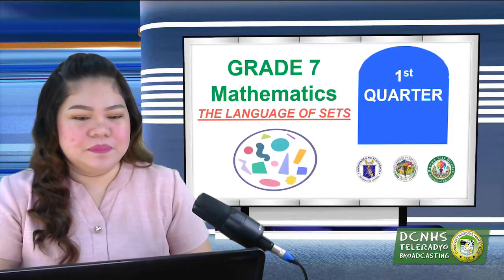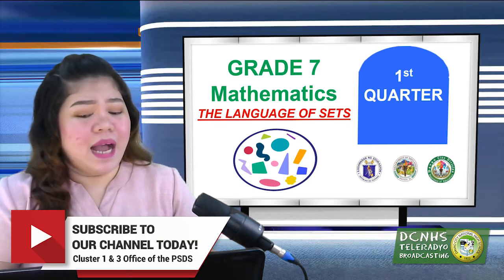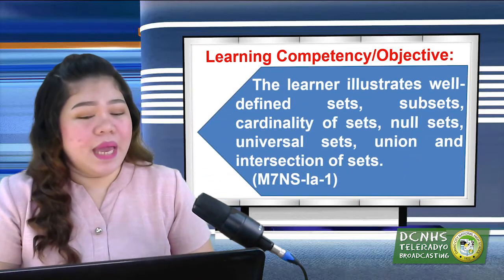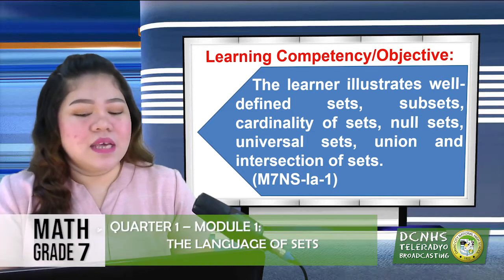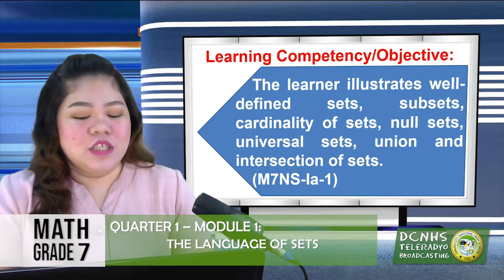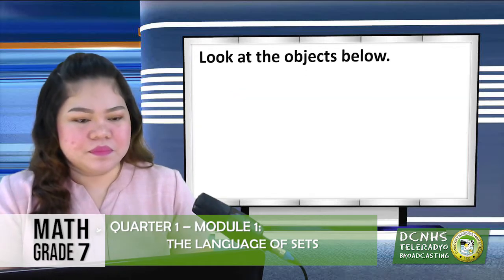Our topic for this session is about the language of sets. Before we go over to the activity, let us be guided with the learning competency. In this module, you will be able to illustrate well-defined sets, subsets, cardinality of a set, null sets, universal sets, union and intersection of sets with the code M7NS-IA-1.